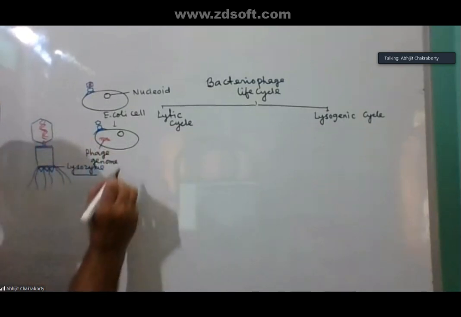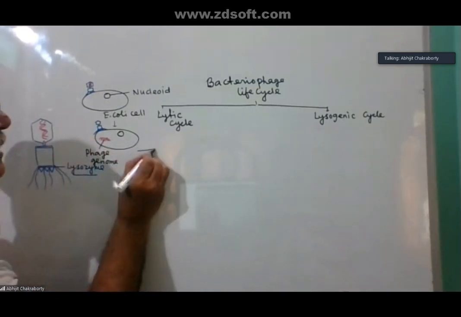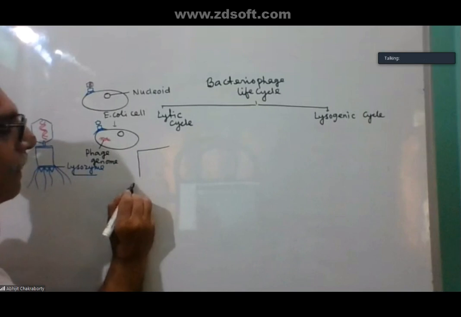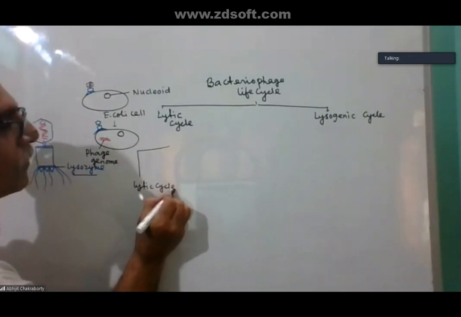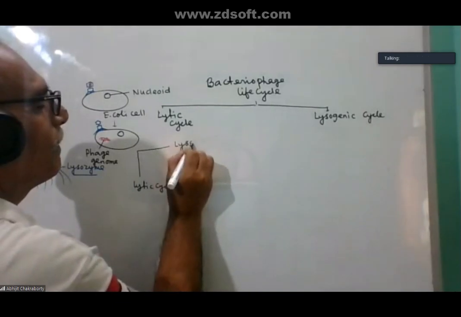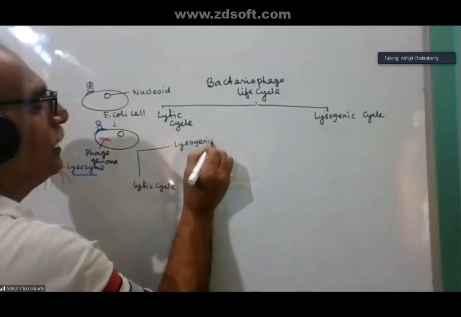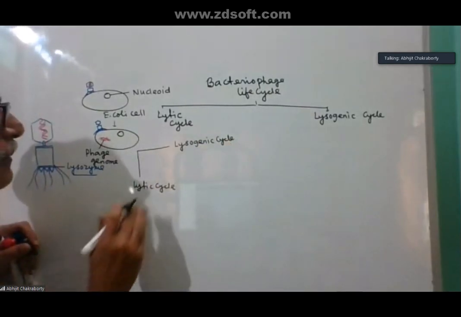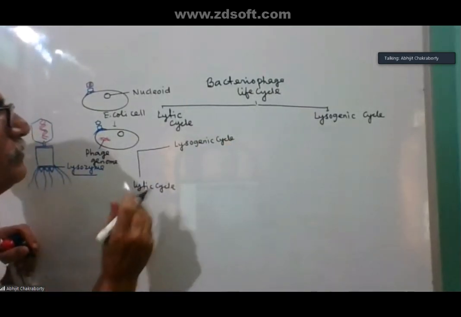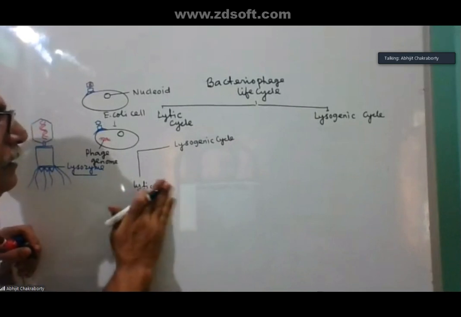After entry, it enters either, I am showing you, the lytic cycle or the lysogenic cycle. So what happens in the lytic cycle?